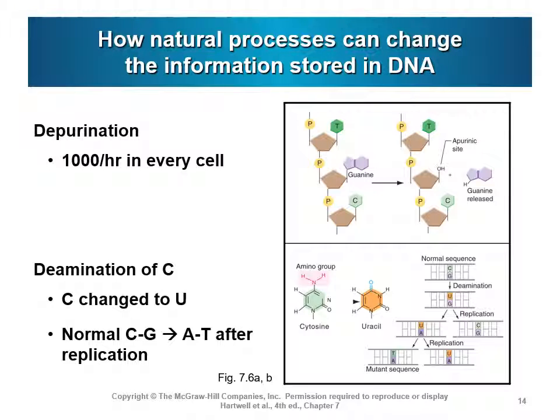Another natural process is deamination of cytosine. If you remember, cytosine is very similar to uracil. The difference is the amino group that cytosine has as opposed to uracil. So during the deamination process, cytosine is going to change to uracil. And if you remember, uracil is the analog of thymine in RNA instead of DNA, and therefore we are going to have a mutation where the normal CG complementary pair will change to AT after the replication.